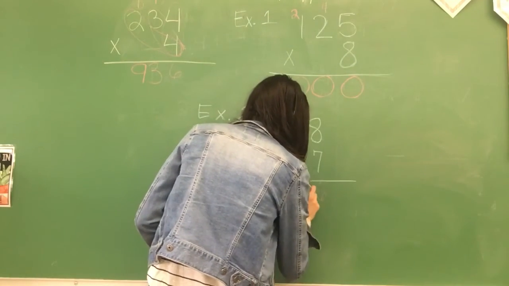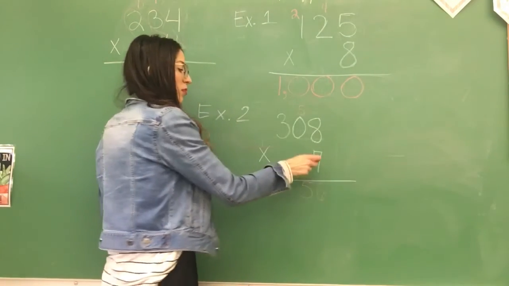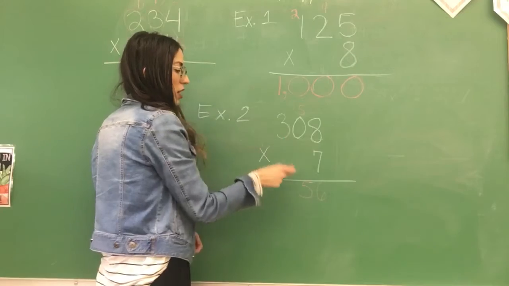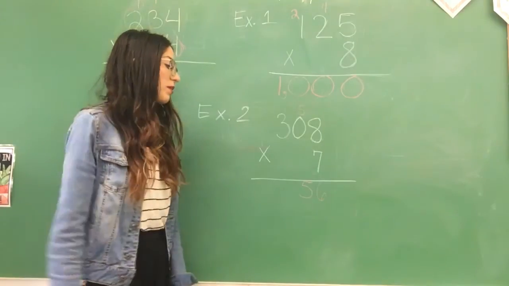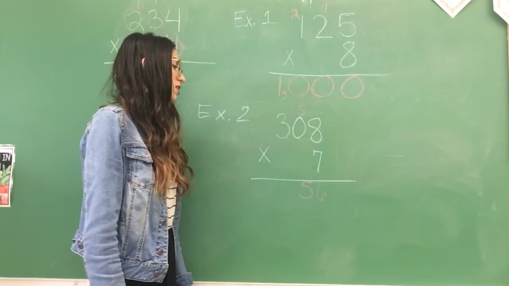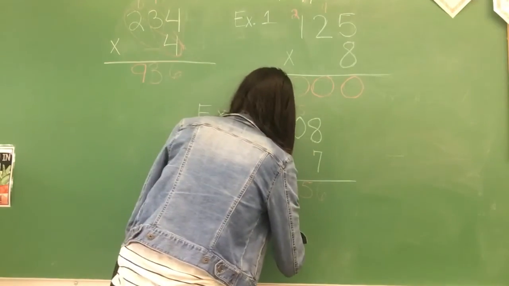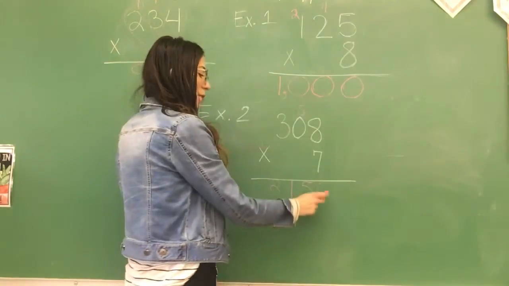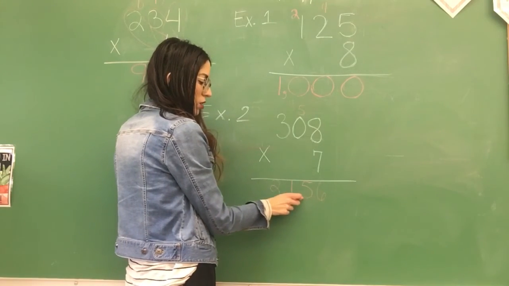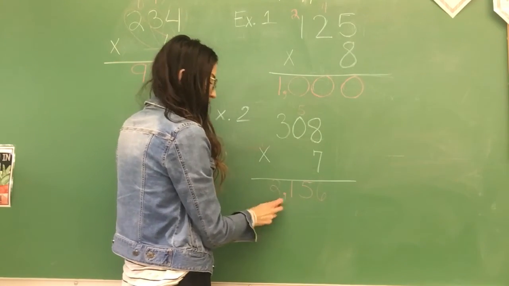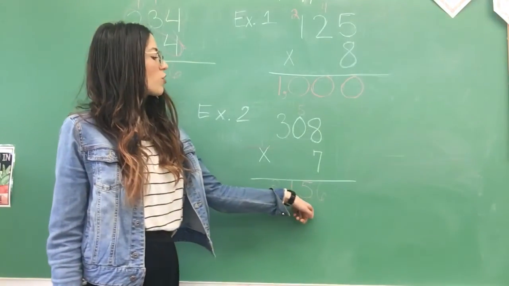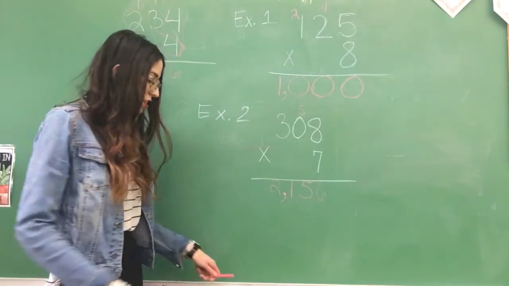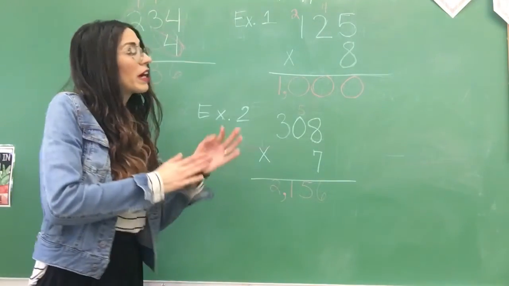Good. And then the last step, 7 times 3. So what's 7 times 3? Good. It is 21. Excellent job. And then we'll do the comma. Start at the end. 1, 2, 3. So 2,156 is our answer. And that's how you multiply 3-digit numbers.